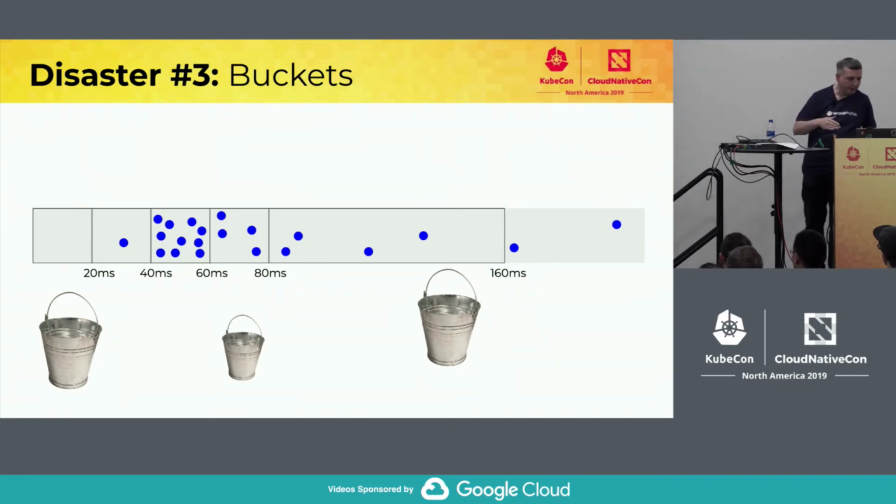In this case, I've added one at 60 milliseconds. Now we get that extra definition in that range where there was a lot of density.